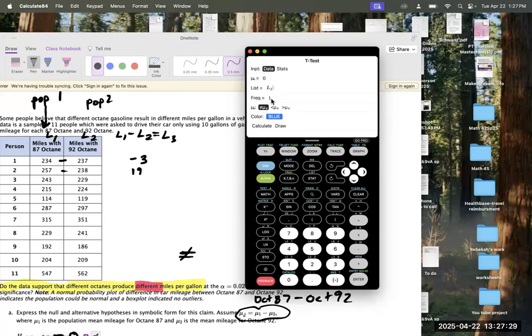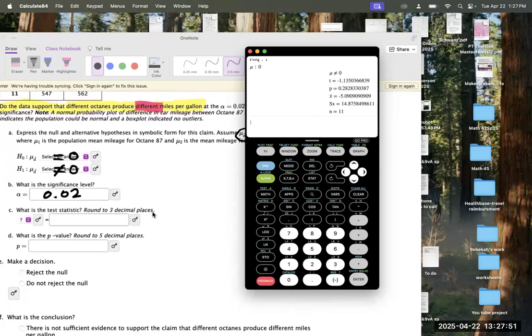Then we choose the frequency 1, if it's not there already. And then we also choose not equal to, because that was our alternative hypothesis here. And then we choose calculate, and then I can press enter. Here is my test statistic, the T. It's negative 1.135. So that is the answer to this first part here.